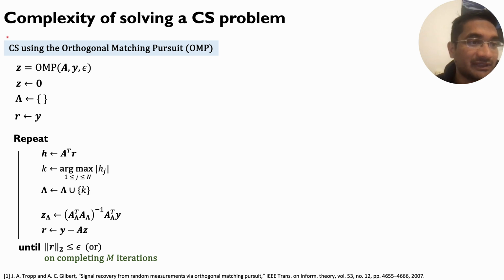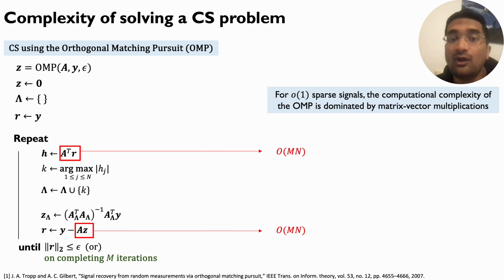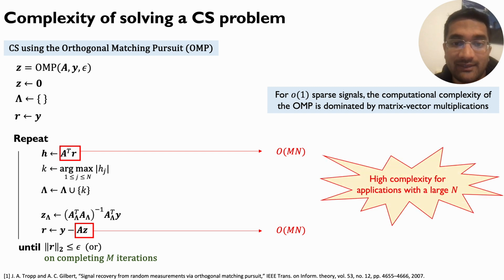So let me give you some insight into the computational bottleneck. So let's say you use a standard compressed sensing algorithm such as the greedy orthogonal matching pursuit. What's important to note here is that for O(1) sparse signals, the complexity of the OMP is dominated by matrix vector multiplications over here. And the complexity of these operations scales as O(mn), where m is the number of measurements and n is the dimension of the signal. Imagine what would happen if n is several hundreds of millions and m is several tens of thousands. The complexity would just blow up, right? And sometimes it may not even be possible to run these algorithms on a standard desktop computer.